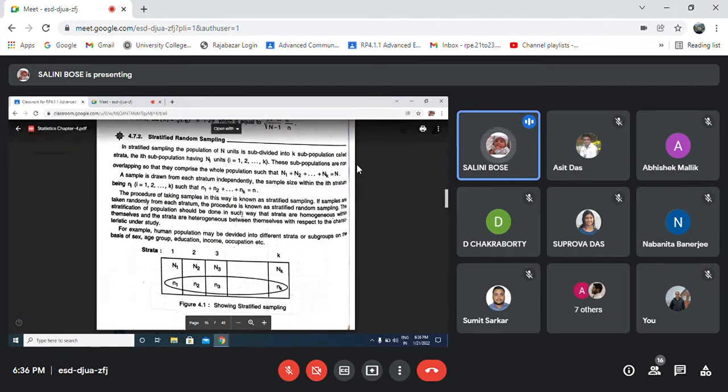When I show a numerical, you can understand it and it will be very clear. So the procedure of taking samples in this way is known as stratified sampling. If samples are taken randomly from each strata, the procedure is known as stratified sampling. That means when your sample is taken randomly from each stratum, the procedure will be called stratified sampling. Clear? Is it clear?